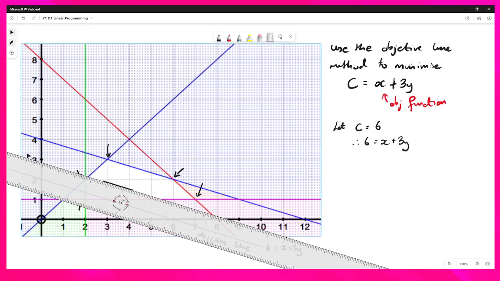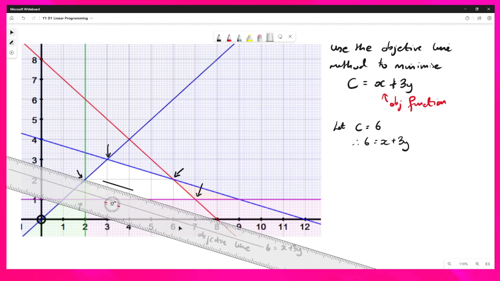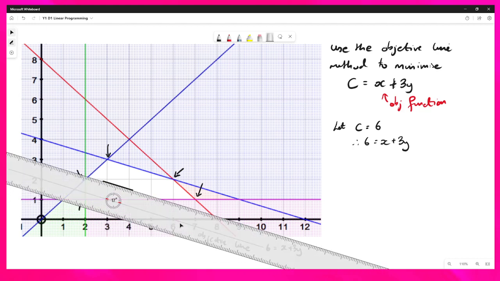This line would give us a particular value for c. It wouldn't give us 6 because that's this line, but it would give us a particular solution. But it's not the solution we want. The values of x and y along this line would give us a value of c, but we know from looking at our graph and where our ruler is that this is not going to give us the minimum value that we want to find.